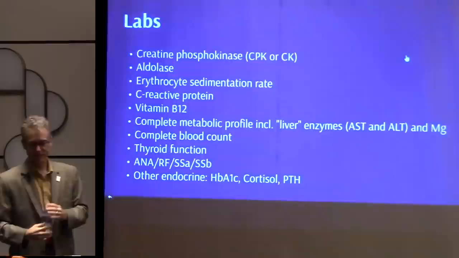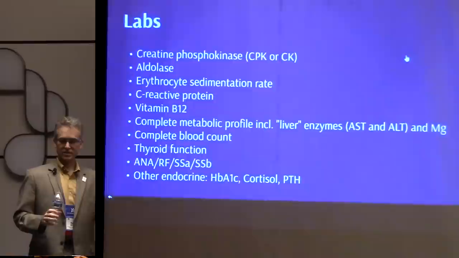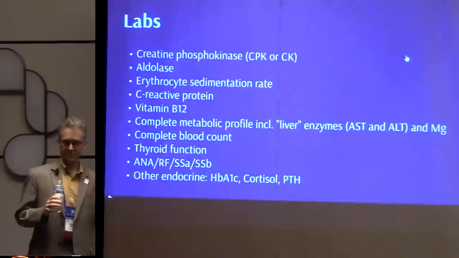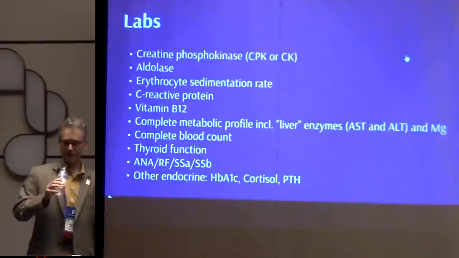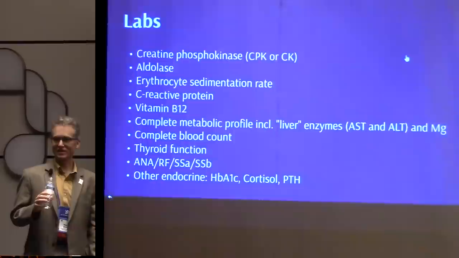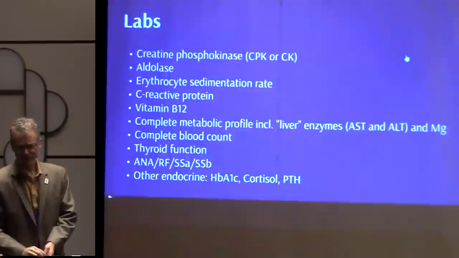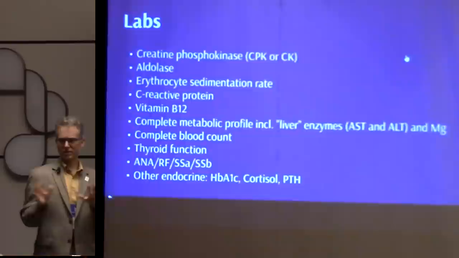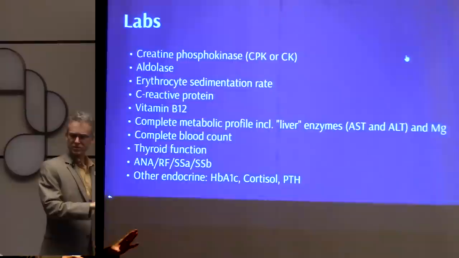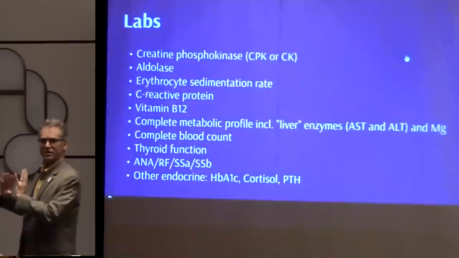ANA, rheumatoid factor, SSA and SSB are for autoimmune diseases, inflammatory diseases, lupus. Those labs are kind of like the sed rate and C-reactive protein. It doesn't tell us what's going on, but it tells us something's going on. There's something maybe inflammatory. And if one of those is high enough, I'm usually going to ask for a rheumatologist to do a little more detailed testing to see, is this lupus and does it need this kind of treatment, or is it really just myositis that needs that kind of treatment?